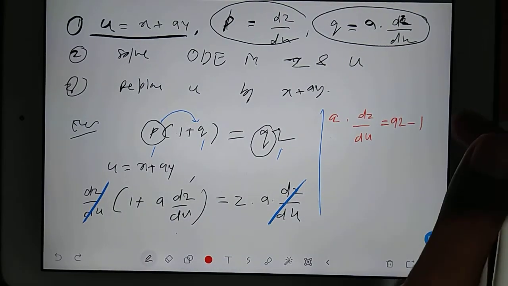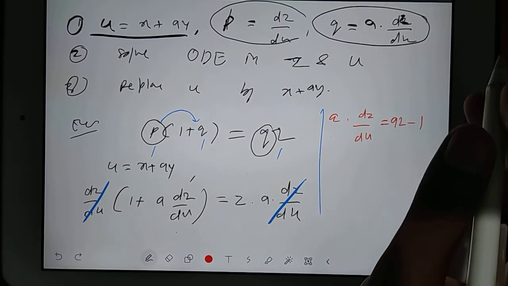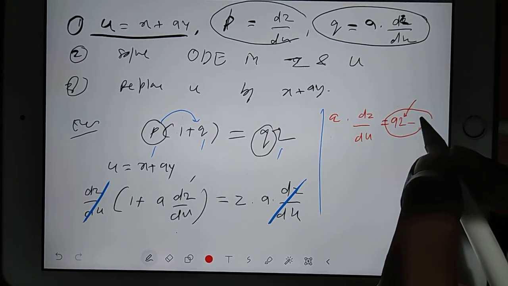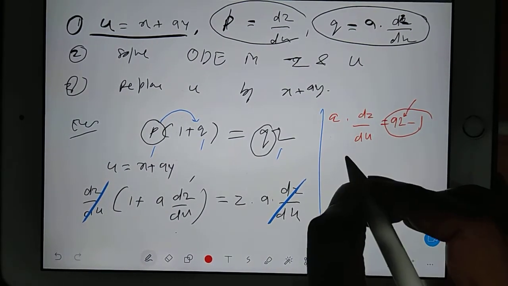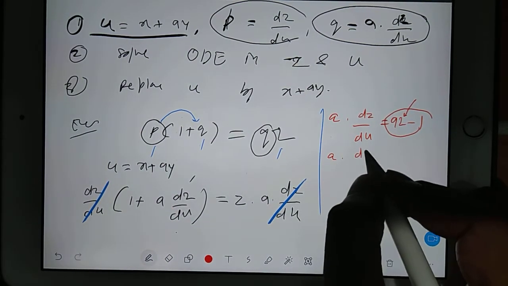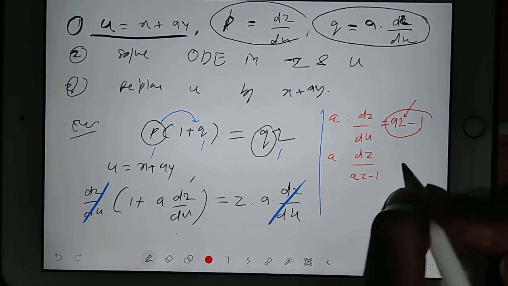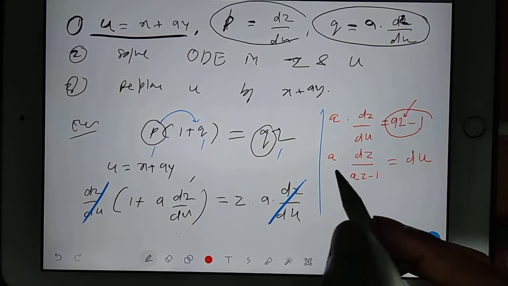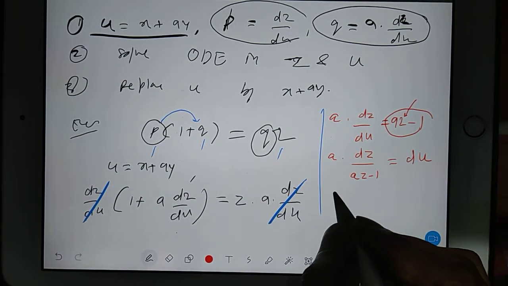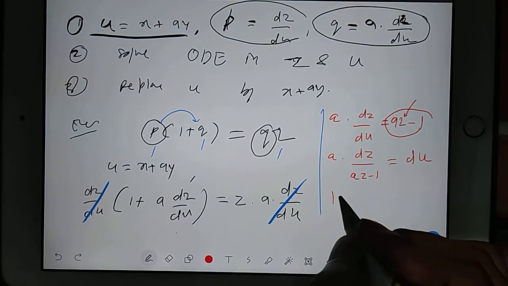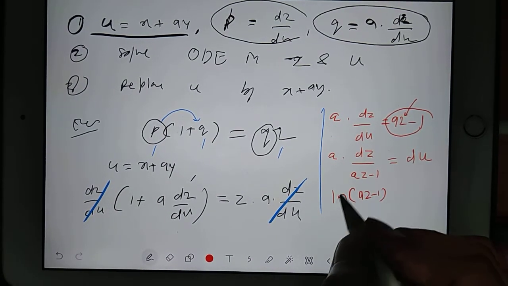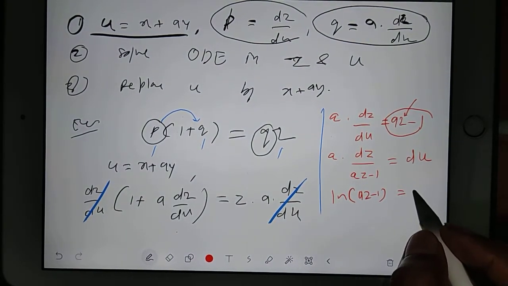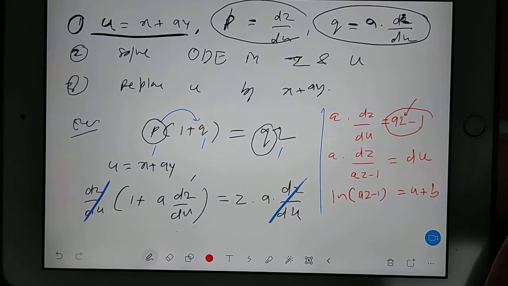Because here we have a constant, we can easily separate the variables to solve the equation. The z term, a z, I can take to one side, so it will be a dz divided by a z minus 1 is equal to du. That's all, equation solved. So I will be getting ln of a z minus 1, and the divide by a will come, so this a and that a will get cancelled, is equal to u plus the constant b.